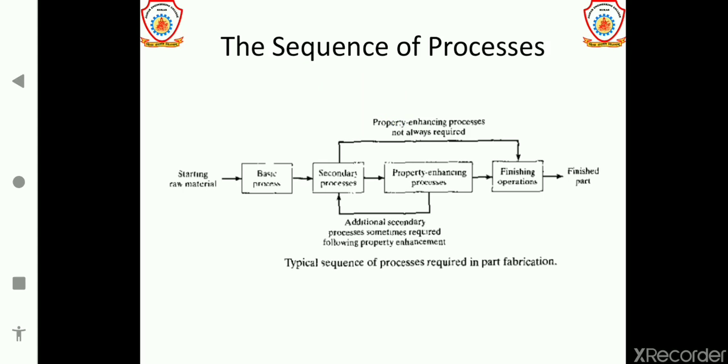In many cases, the finishing operation comes directly after the secondary process, and in many cases the property enhancing process is again followed by a secondary process. In this sequence, finally we get the finished part from the raw material. So this is the basic typical sequence of processes required in part fabrication.